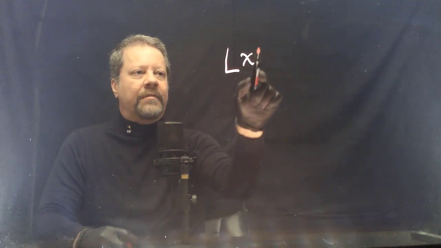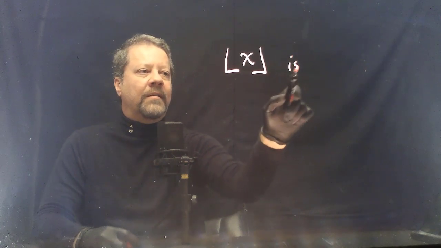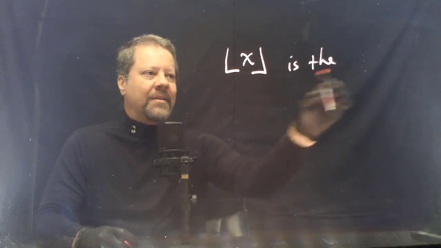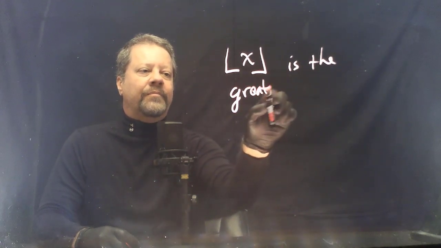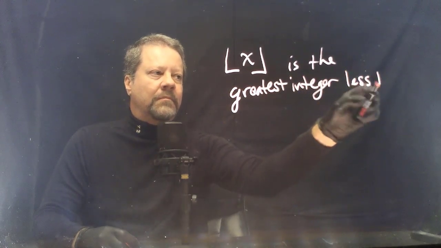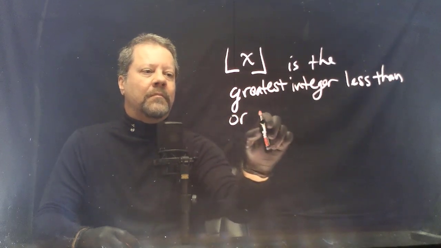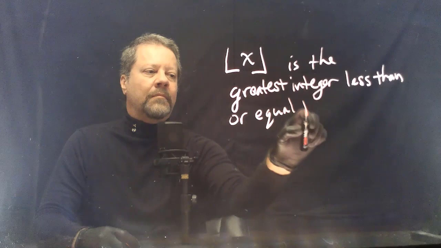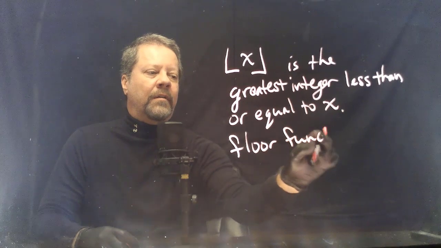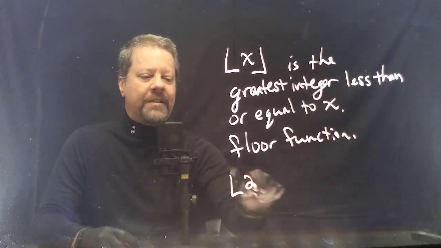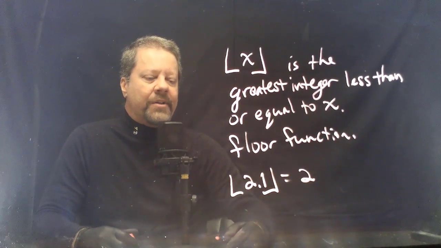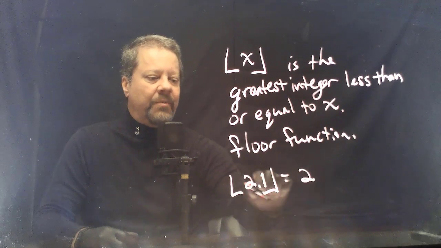The floor function is the greatest integer less than or equal to x. We call this the floor function, and if I were to plug in something like 2.1 into the floor function, it outputs 2, the greatest integer less than or equal to what you plug in.